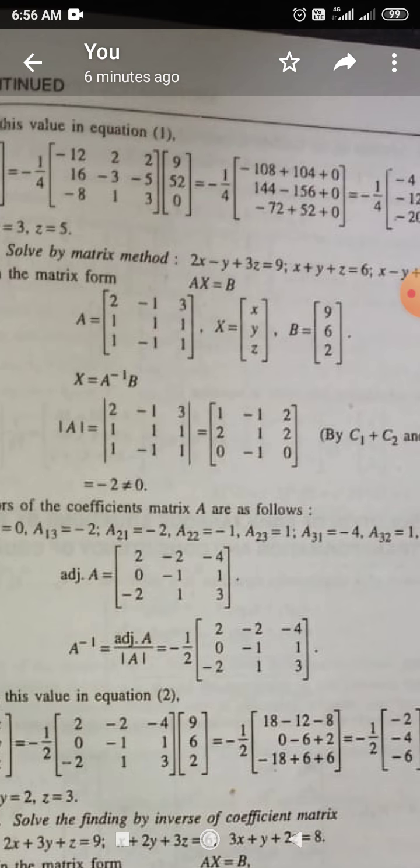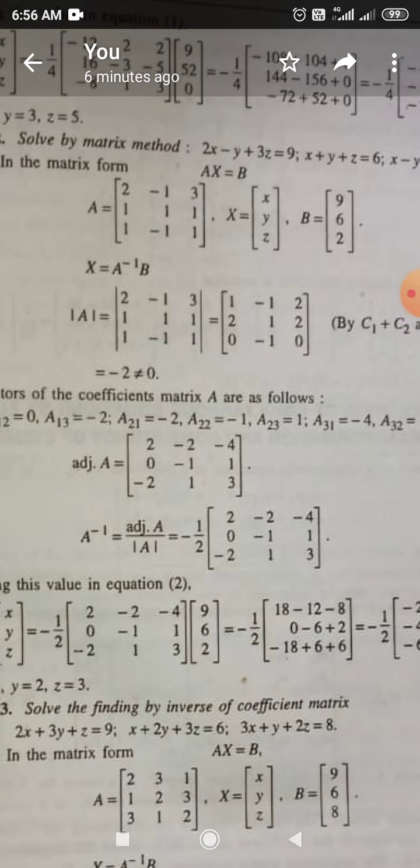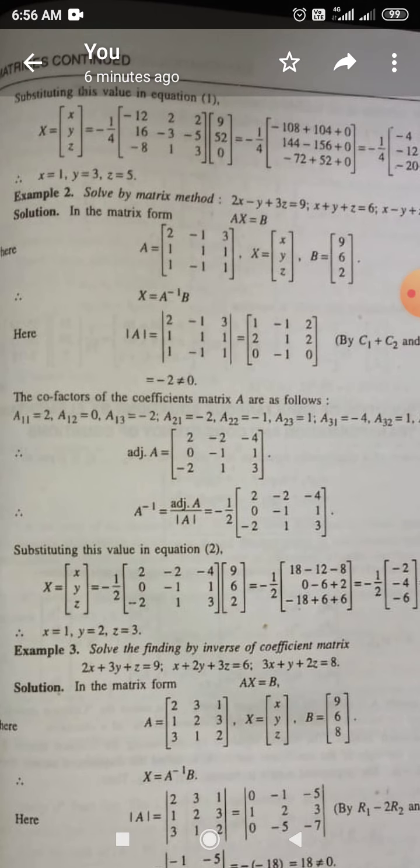In order to find A inverse B, first of all we have to find the A inverse. In order to get A inverse, first of all we have to find the determinant value of A. After expanding this matrix, we get the determinant value is minus 2. So this matrix is invertible. If the value is not equal to 0, then the inverse can be calculated.